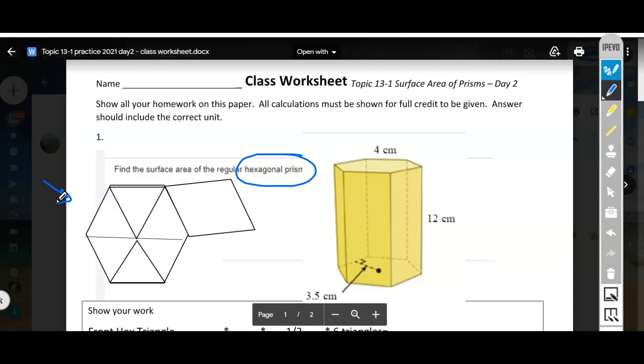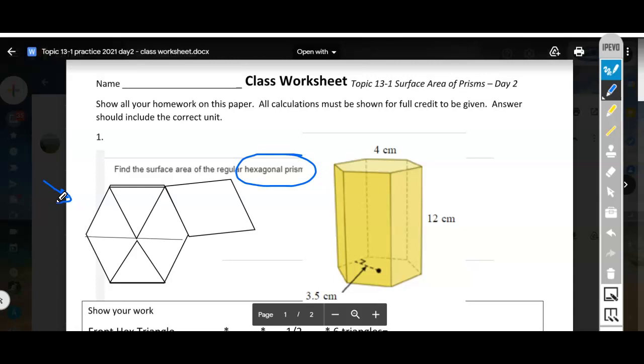Now the base shape is not what it is sitting on. The base shape is what we use to identify the type of prism it is. Okay? So in this case, it is a hexagonal prism because the base shape is a hexagon. And on prisms, you have 2 parallel shapes. In this case, they're the hexagons. And then you have rectangles that close it in. Okay? So that's what makes a prism a prism. And so what we need to do to find the surface area is start by finding the area of the hexagons.